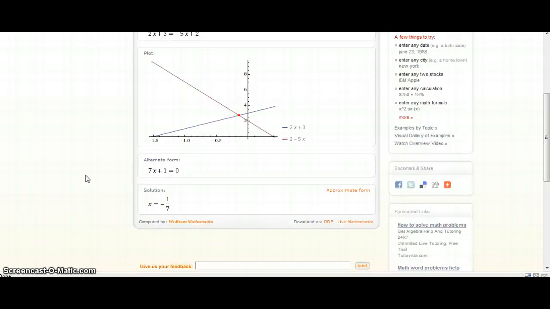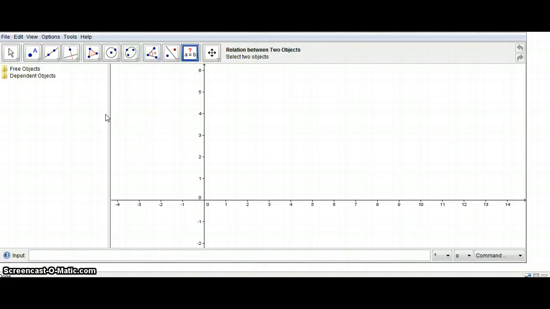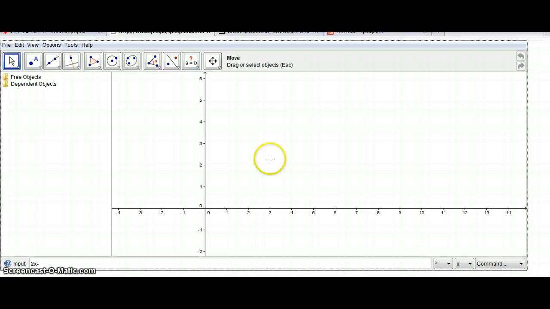So next we are going to go to the GeoGebra website, which is www.geogebra.org. And upon arriving onto this website, you will notice that this is set up much differently than WolframAlpha is. For example, here you have the input bar down the bottom of your screen, and if you were to put in the entire equation, it would not solve for you and it would not give you an actual answer.